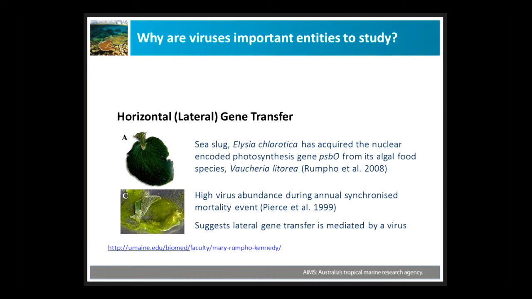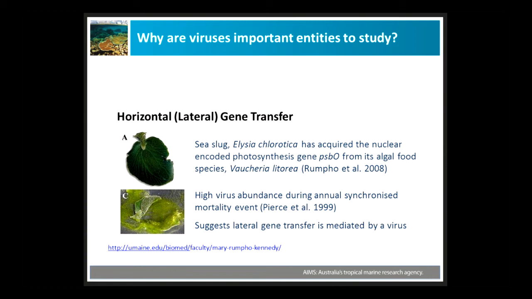However, for photosynthesis to occur, some of the genes that are necessary are not encoded by the chloroplast genome, but by the nuclear genome of the alga. And for a long time, we didn't understand how the slug was able to photosynthesize until it was discovered that a nuclear encoded gene, a photosynthesis gene of the alga, is present in the slug's genome.